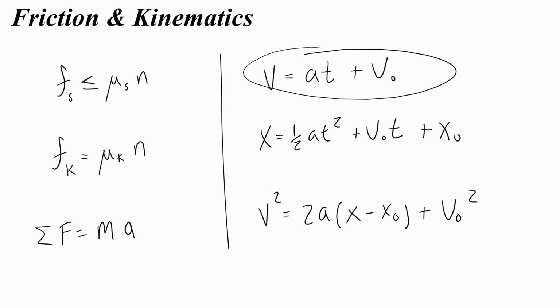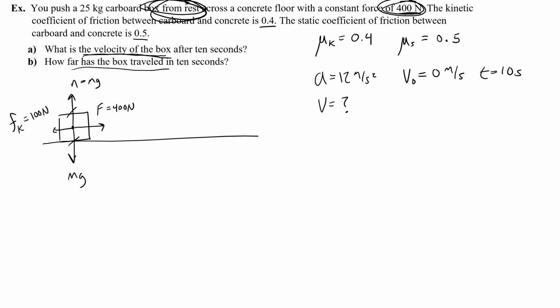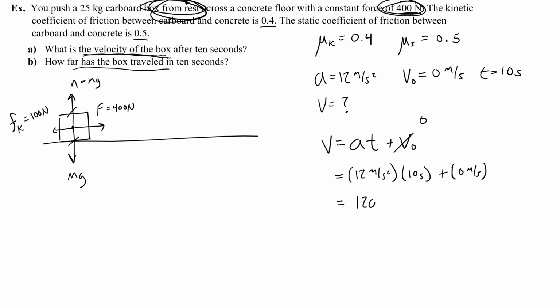So I go back to my problem and I write it down. v equals at plus v naught. I don't have to rearrange anything because it's already going to tell me the final velocity. So 12 meters per second squared times 10 seconds plus the initial velocity of 0, which I could have gotten rid of in the beginning if I wanted to. So 12 meters per second squared times 10 seconds is 120 meters per second, which is blindingly fast, and you are getting close to a takeoff speed at some point there, so good pushing.